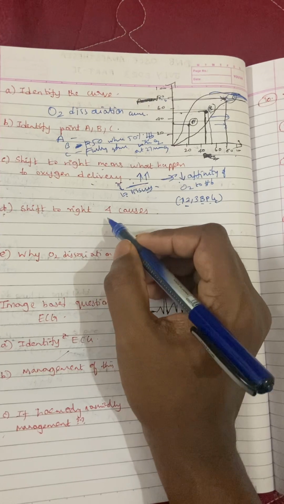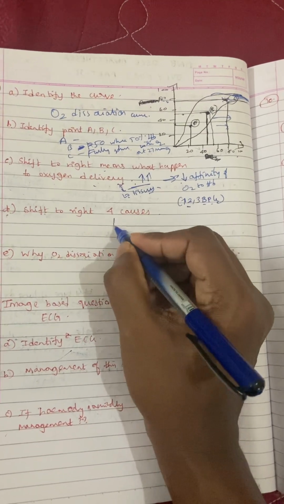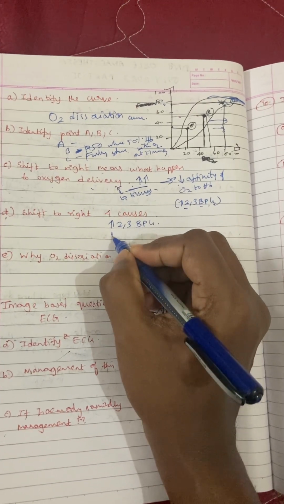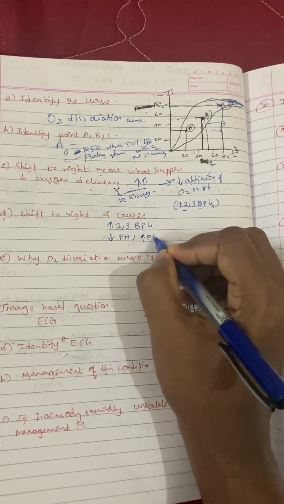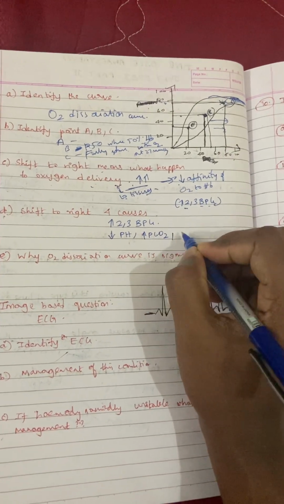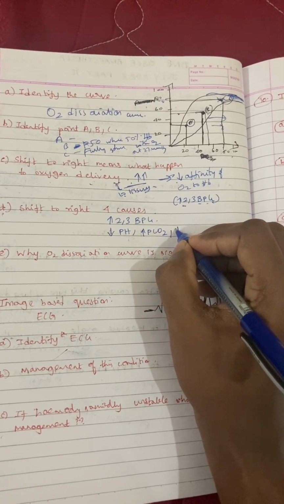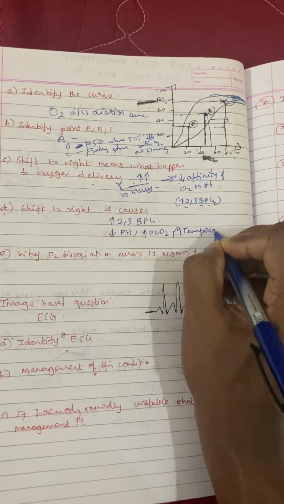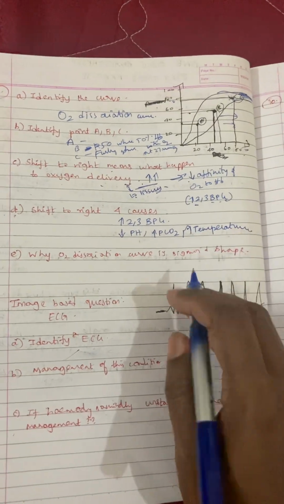Next, the question about 4 causes of shift to the right. That already you have known one cause, increased 2,3 BPG. Other things will be decreased pH. The patient may be having acidosis because of the increased PCO2, and the other thing is increased temperature. So they just asked about 4 causes. Just mention the 4 causes.